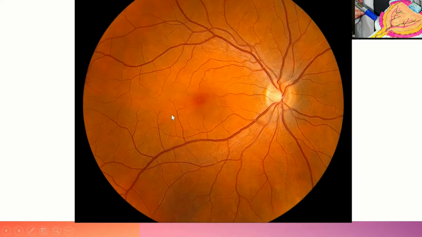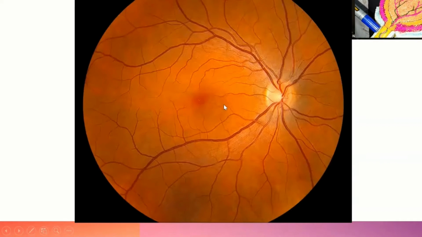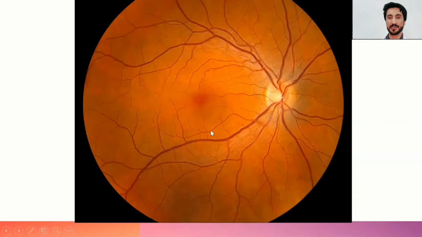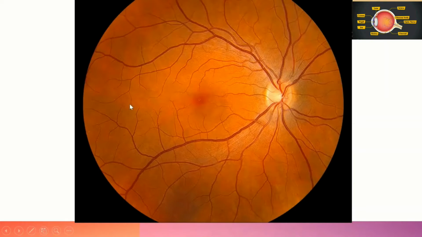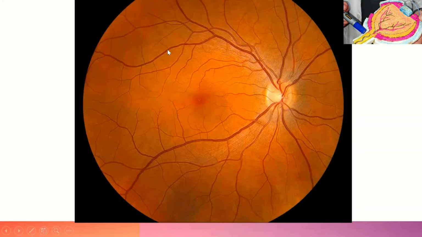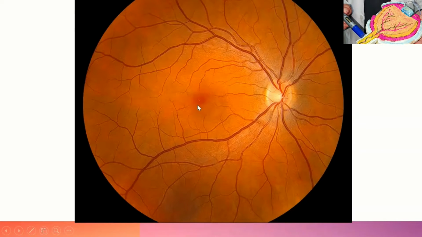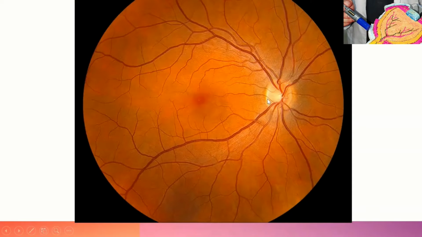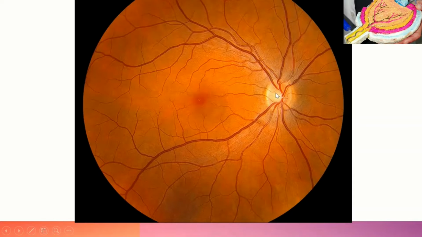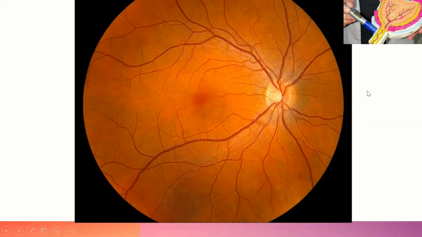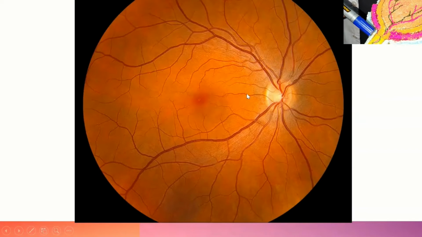What's this area? Yeah, the very center is the fovea. And so what's this area that I'm circling around? Macula, yep. So the macula is the center of the retina, the fovea is the center of the macula, okay? There's your optic nerve. So the macula is temporal to the nerve. The nerve is temporal to the nose, okay? So nose, nerve, macula.